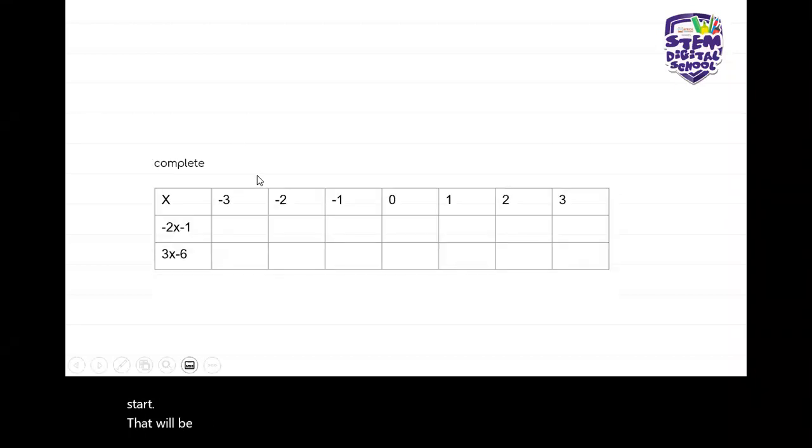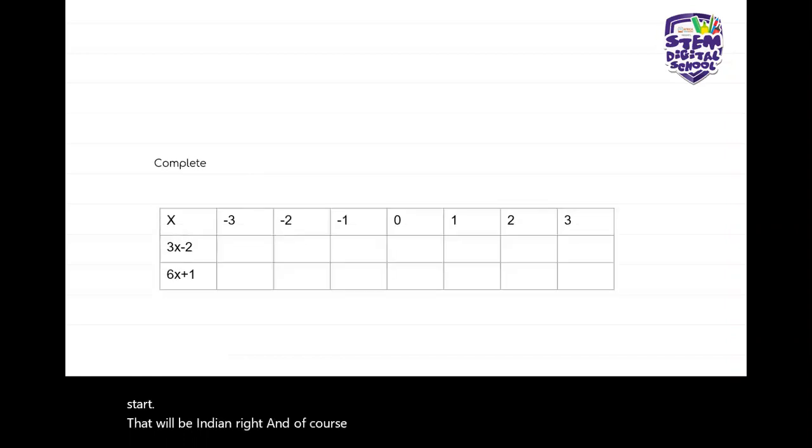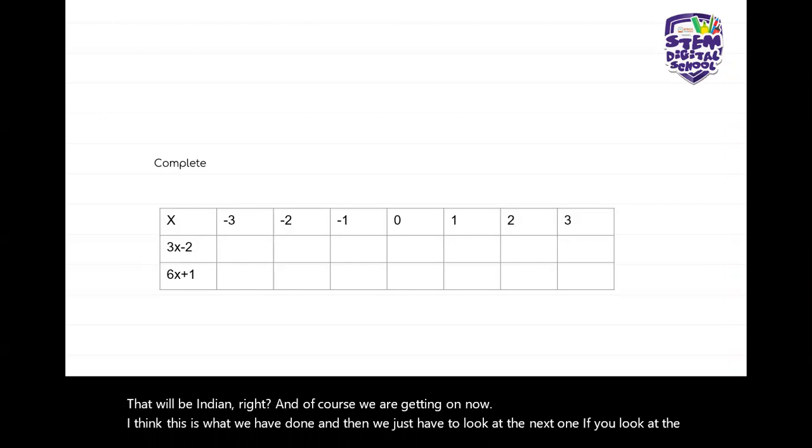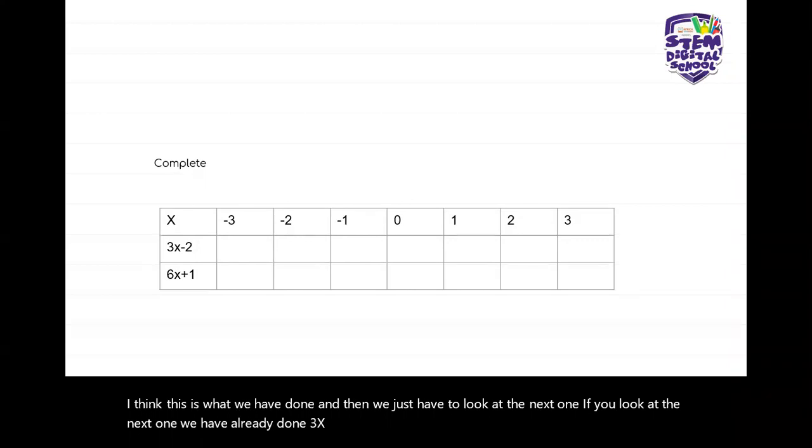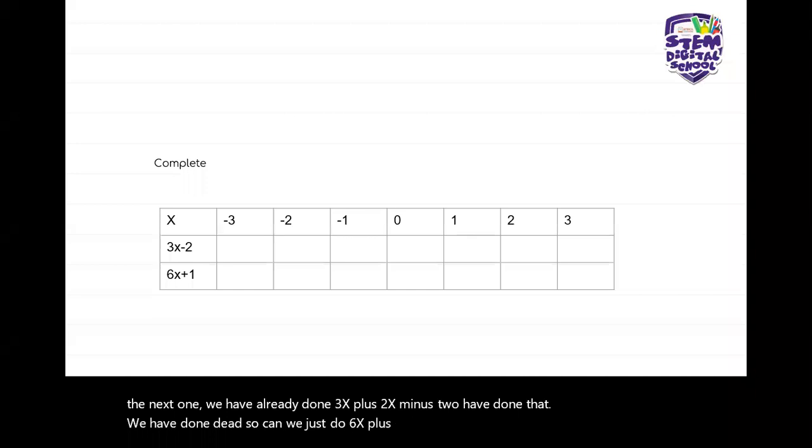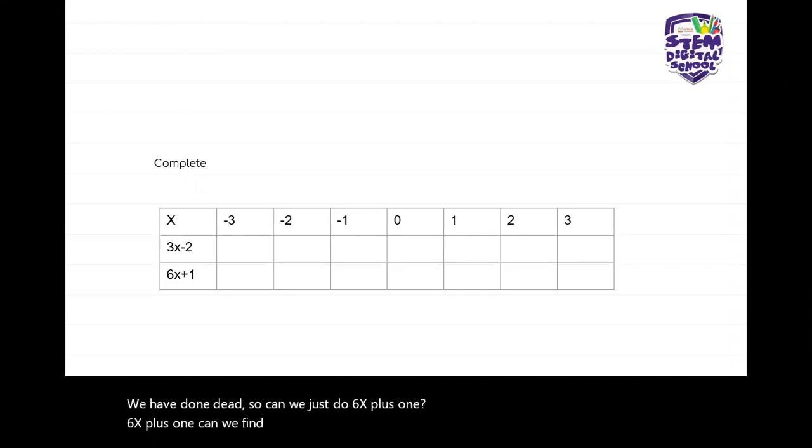Right, and of course we are carrying on now. I think this is what we have done, and then we just have to look at the next one. We have already done 3x minus 2, so can we just do 6x plus 1? Can we find the different values of 6x plus 1 when x ranges from -3 to +3? Can we start with the first one? If x is -3, then you are going to multiply 6 by -3.